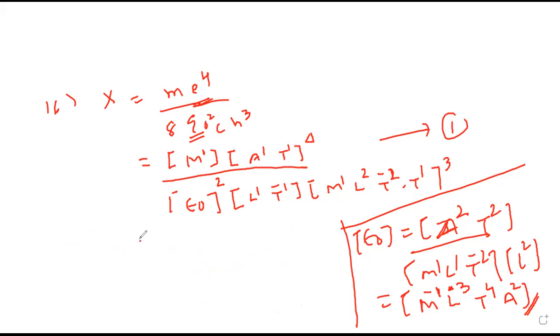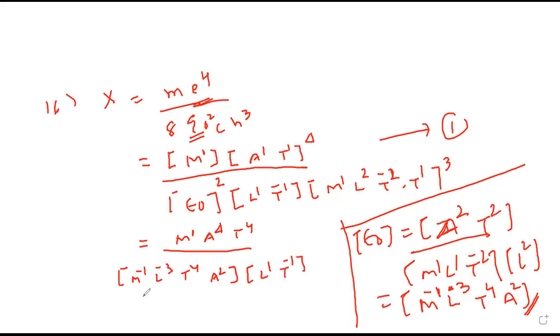Now see, M1, this is A4 T4. This we got, M minus 1 L minus 3 T4 A2. This is L1 T minus 1 into M3 L2, 3 is 6, minus 6 T raised to. Copy again this much.